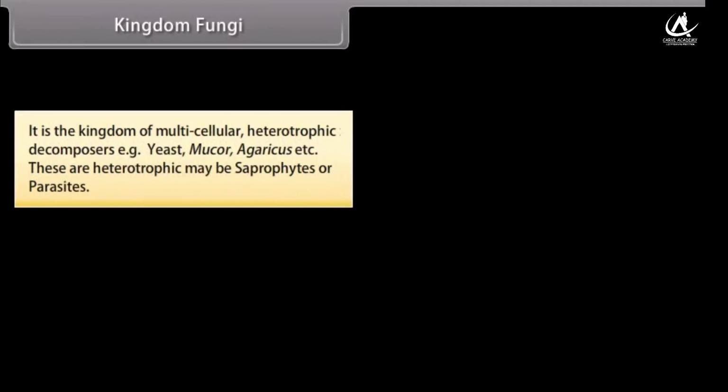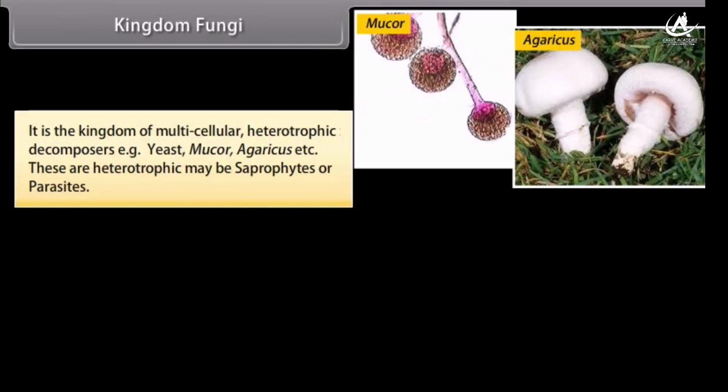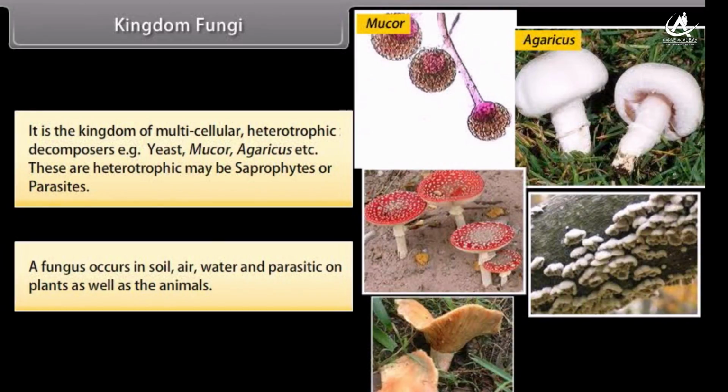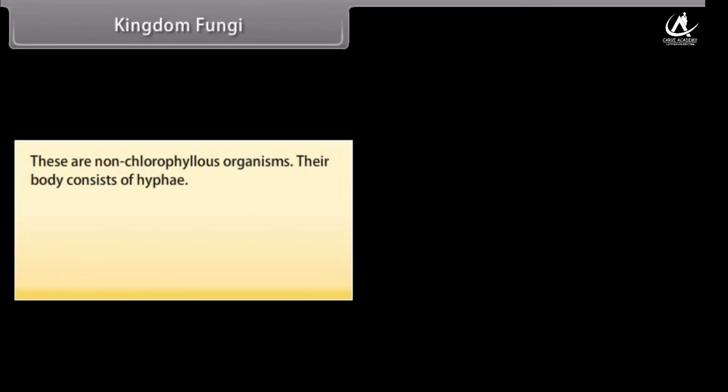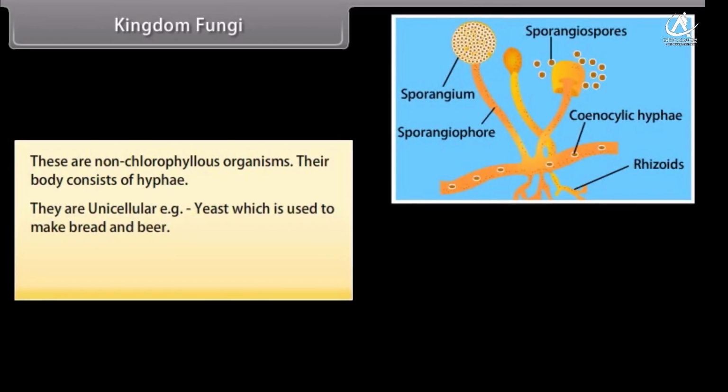Kingdom Fungi. It is the kingdom of multicellular heterotrophic decomposers. For example, yeast, mucor, agaricus, etc. These heterotrophs may be saprophytes or parasites. A fungus occurs in soil, air, and water, and is parasitic on plants as well as animals. These are non-chlorophyllous organisms. Their body consists of hyphae. Some are unicellular, for example yeast, which is used to make bread and beer.